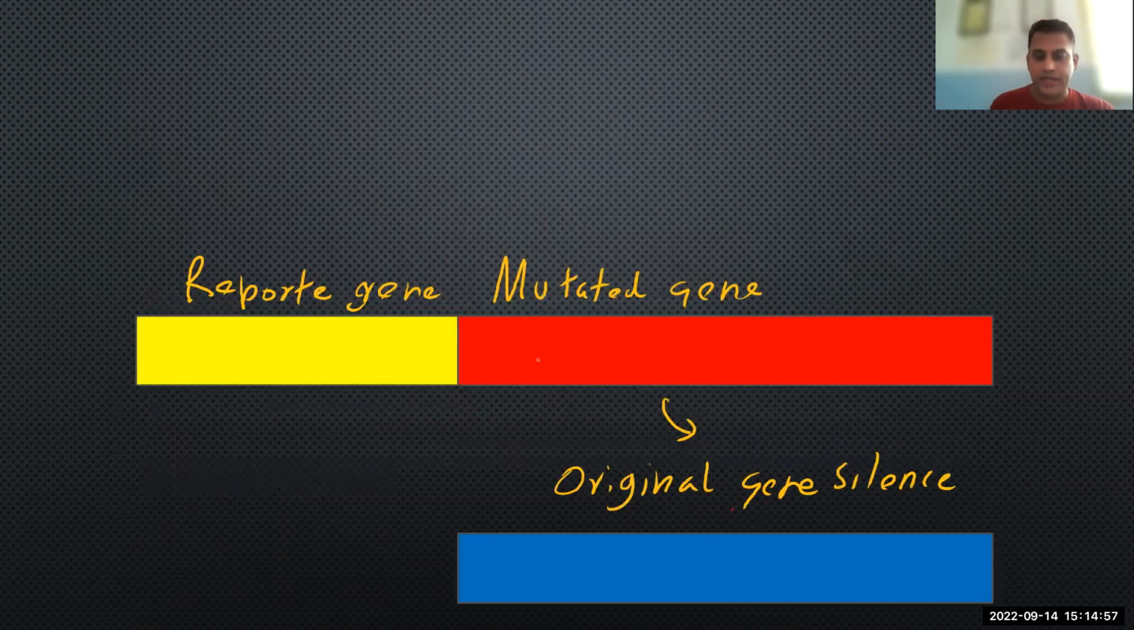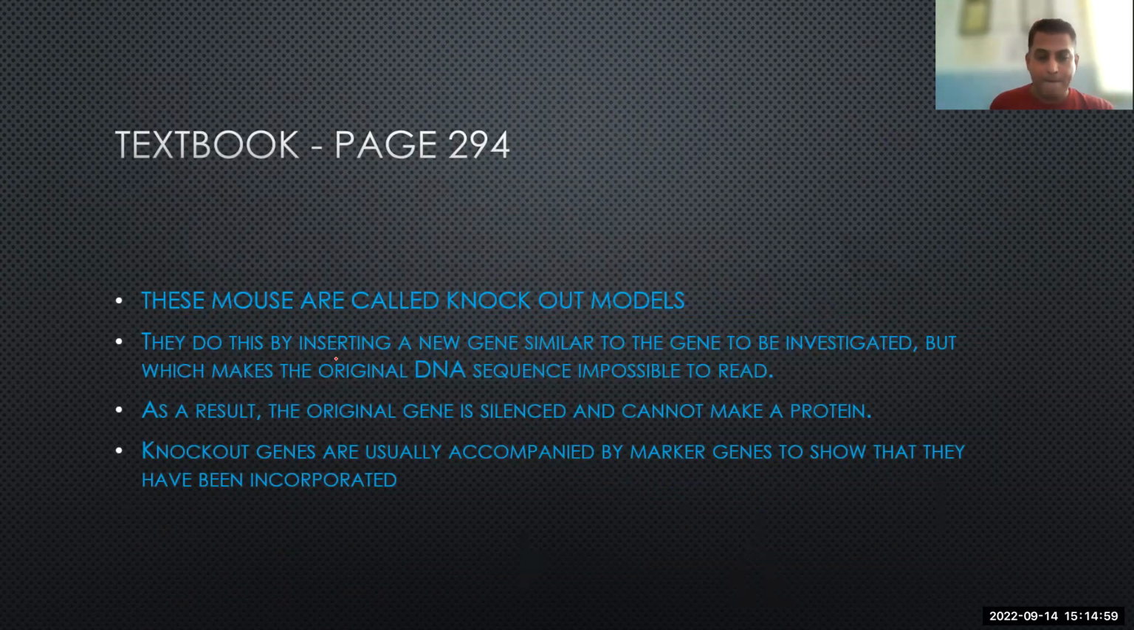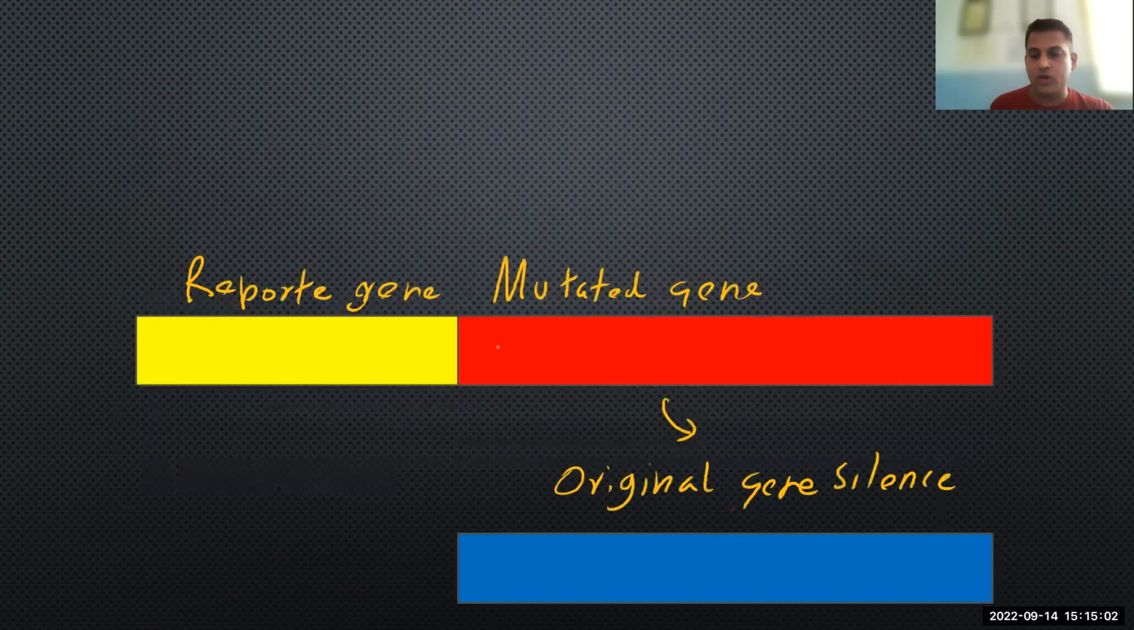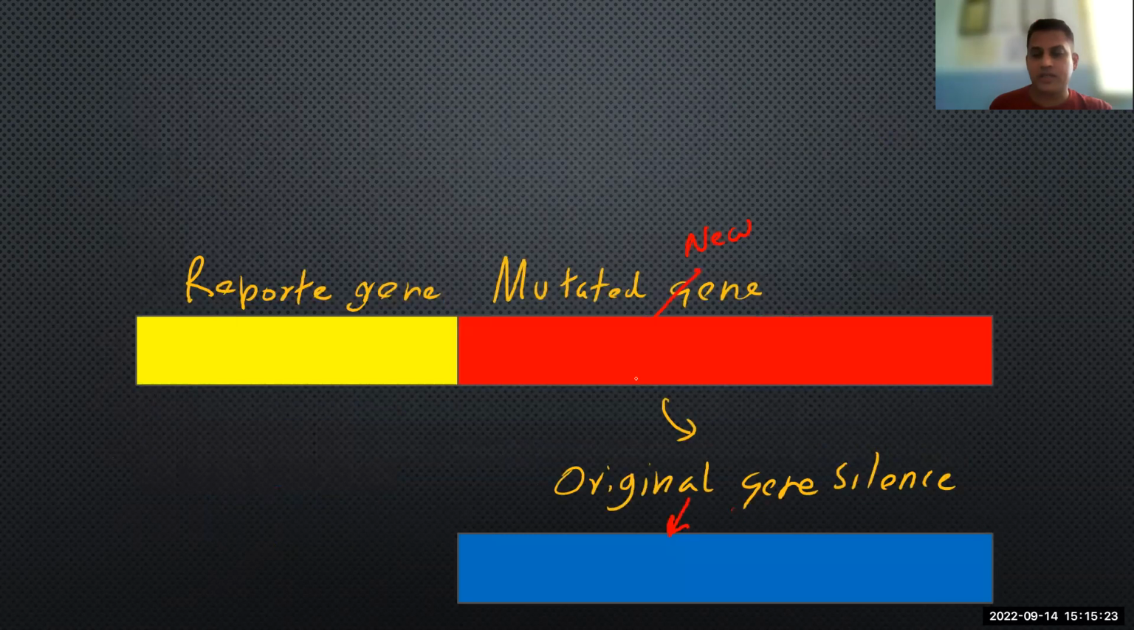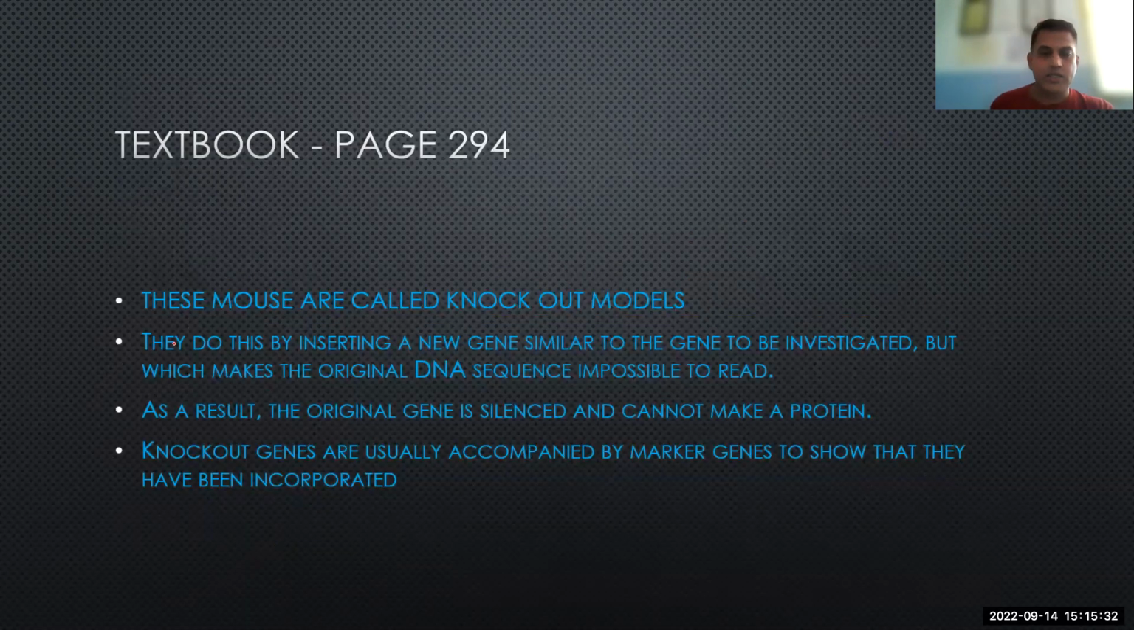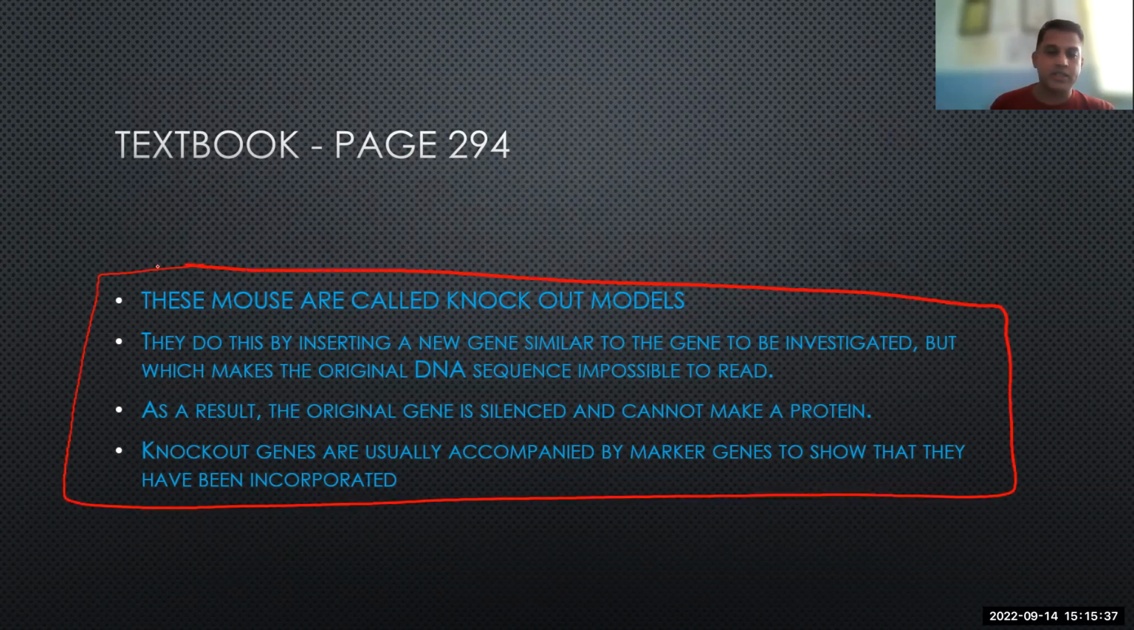So you can see here they do this by inserting a new gene similar to the original gene. This is a new gene and this is the original gene. The new gene is mutated, it doesn't work, and is coupled to the reporter gene. So then this new gene, which is the mutated one, makes the original DNA sequence impossible to read. So this doesn't get read. So then the proteins are not produced from the original gene. So this one should be the answer as it is copied from the textbook.